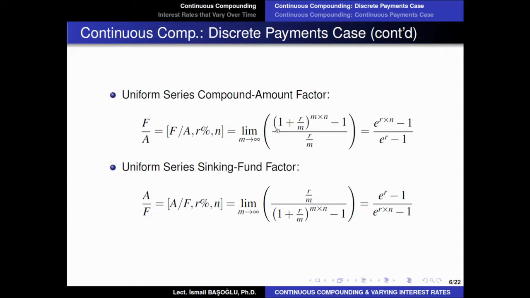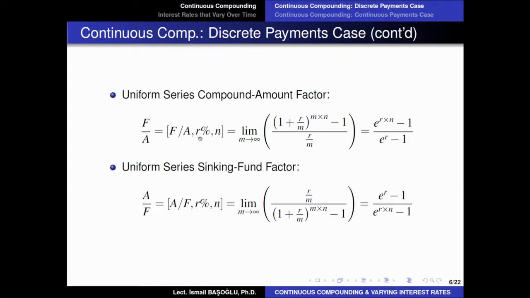Now, if you take the limit of this function, the uniform series compound amount factor, when m goes to infinity, it will become (e^(rn) - 1) divided by (e^r - 1). Basically, the i is replaced with e^r - 1, and here we have e^(rn) - 1. So this formula is the uniform series compound amount factor, the F over A ratio, under continuous compounding, and here r is the nominal interest rate.